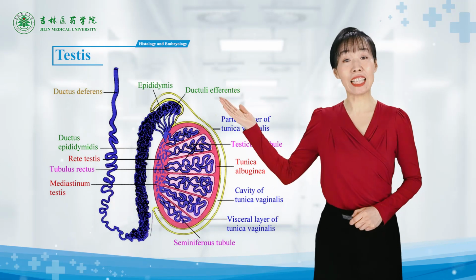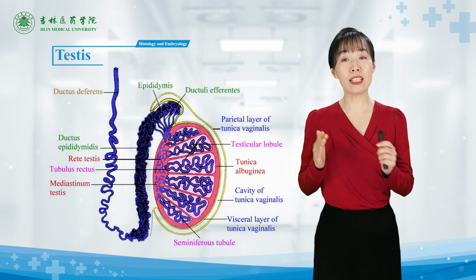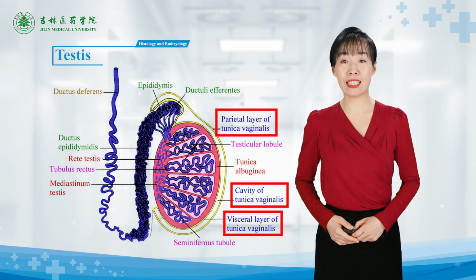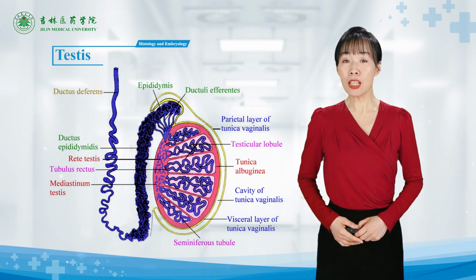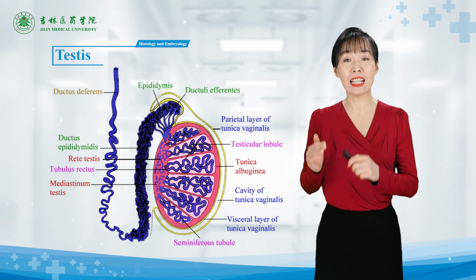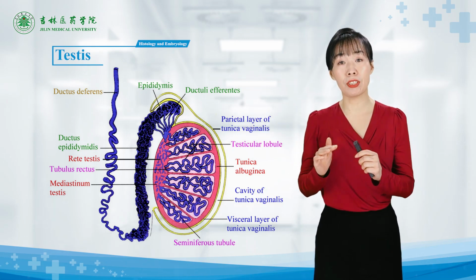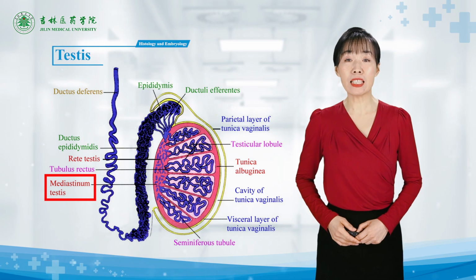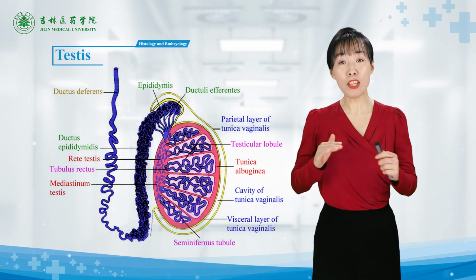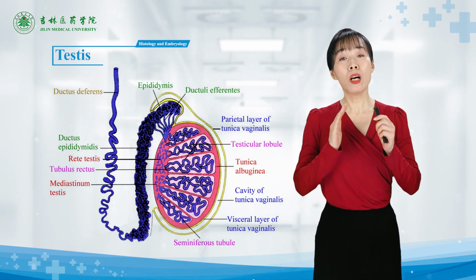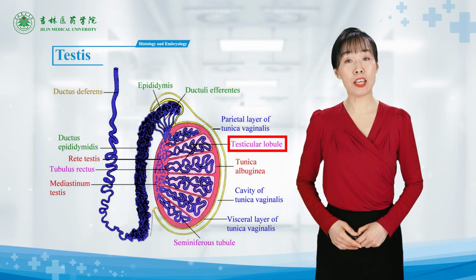Firstly, let's look at the testis. The testis is surrounded by a capsule which consists of tunica vaginalis, tunica albuginea, and tunica vasculosa. Tunica albuginea is a thick, dense connective tissue which is thickened on the posterior surface of the testis to form the mediastinum testis, from which fibrous septa penetrate the gland, dividing it into about 250 pyramidal compartments called testicular lobules.